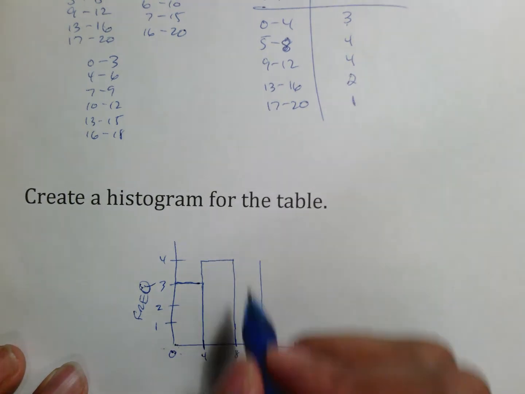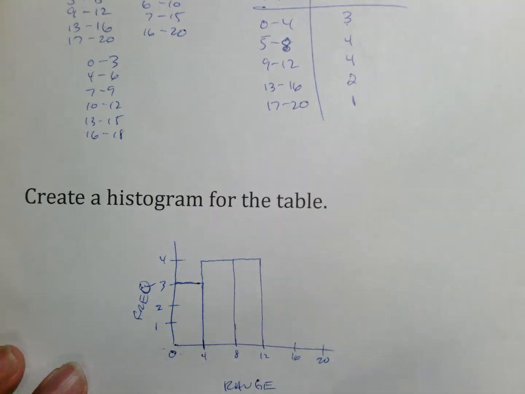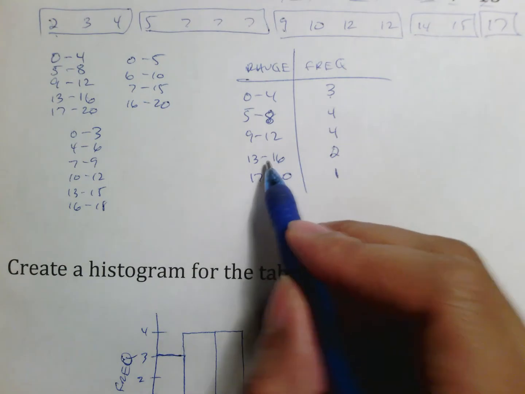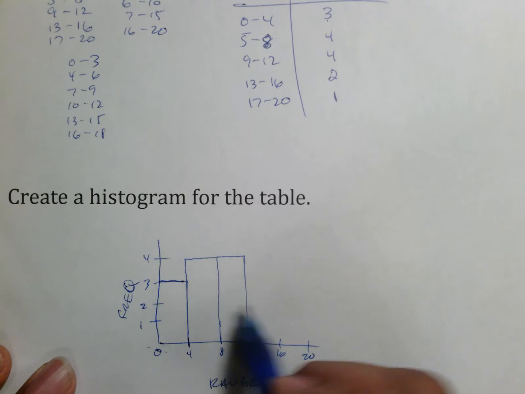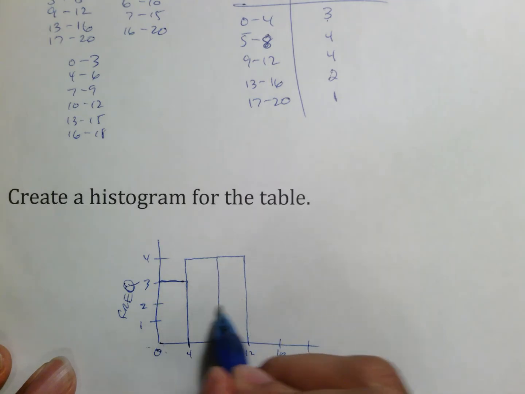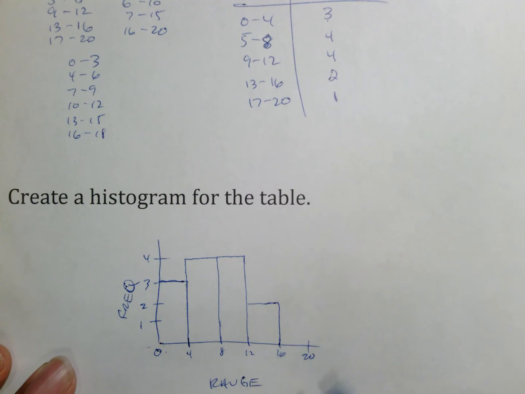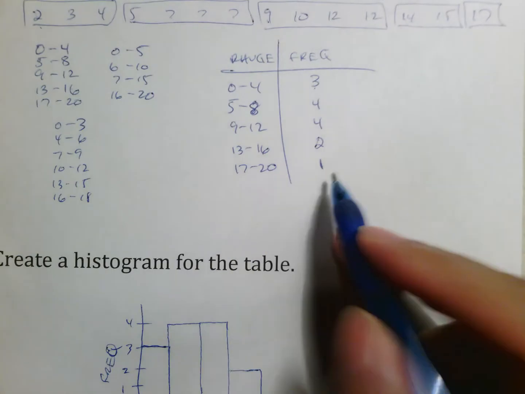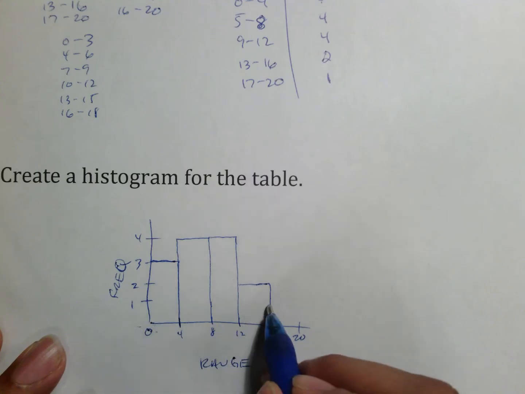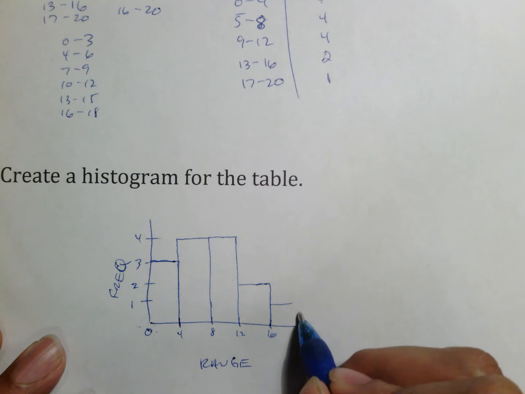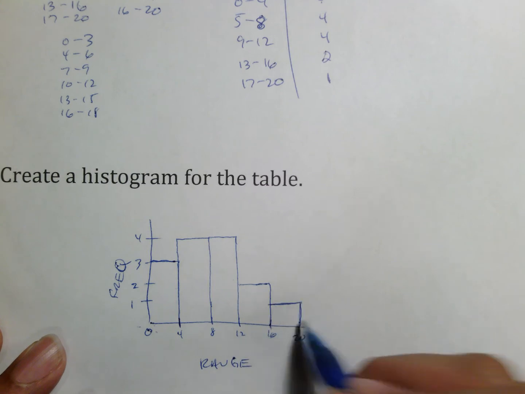So that's in between 8 and 12. Also has 4 pieces. 13 to 16 has 2 pieces. So you go 13 to 16, which is here. Your 2 would be around here. And again, you make another rectangle for that. And then 17 to 20 has 1 piece. So you go based off of 1. Right there, and that is it.